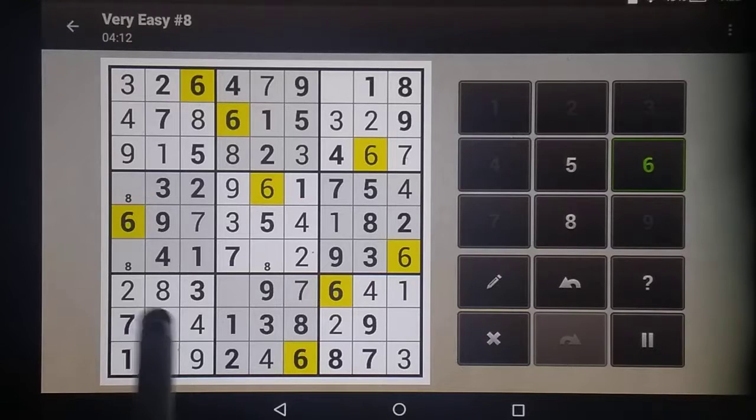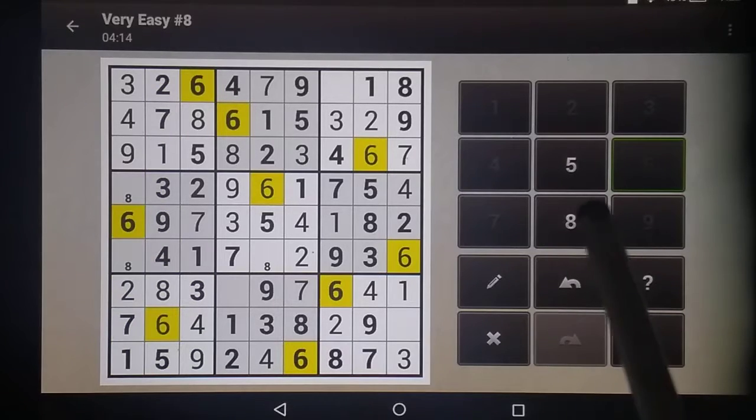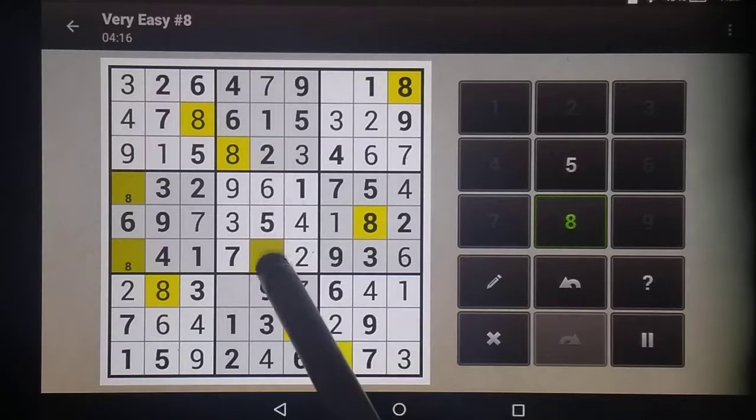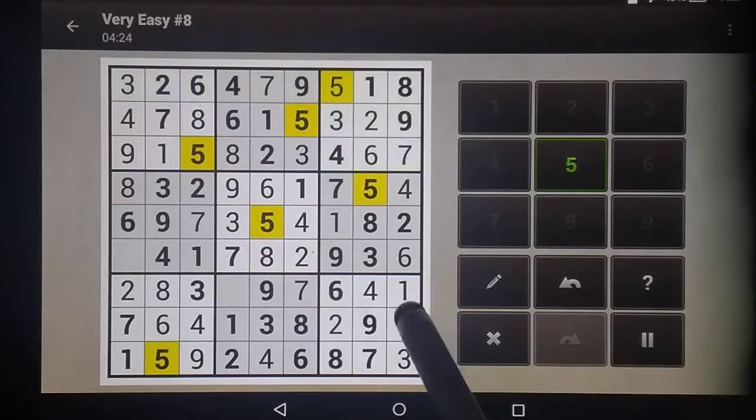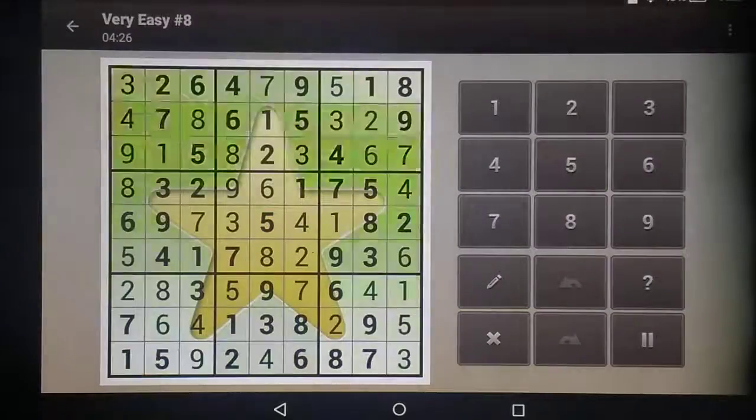This blocks that. There's only one place left for that 6. We'll now go back to the 8s. Because these had to be the 6 and the 8, once I figured out where that 6 went, that defined where the 8 had to be. So I put those 8s in, and now I just fill in the rest of the options with the 5s that are left.